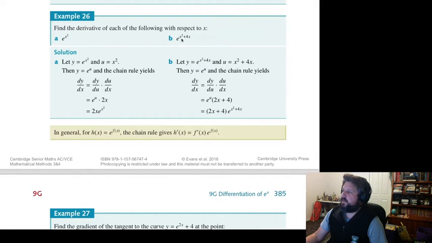Same difference here. This one we've got e to the power of x squared, which was over here, plus 4x. Same difference, applying the chain rule, we get the following. Yep. Cool.